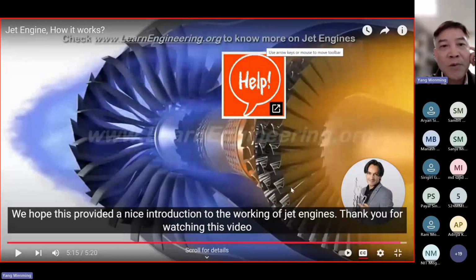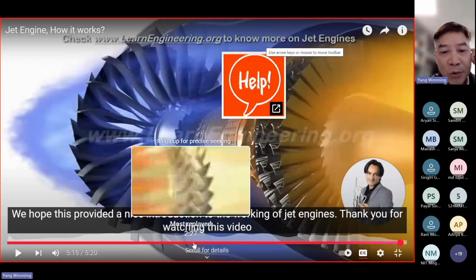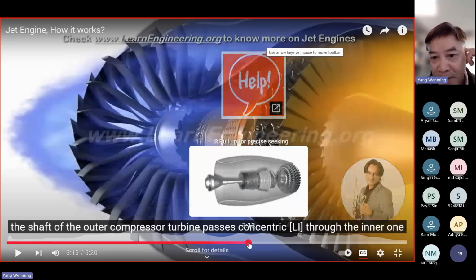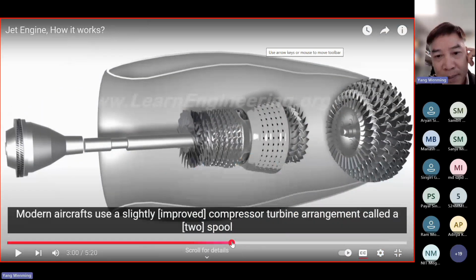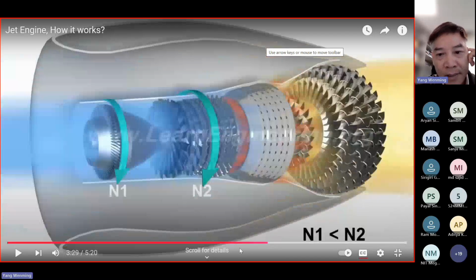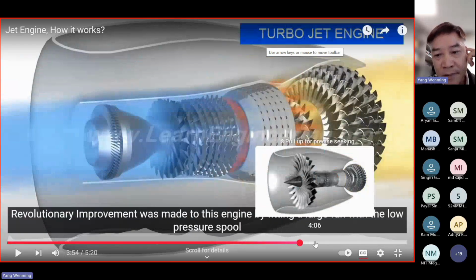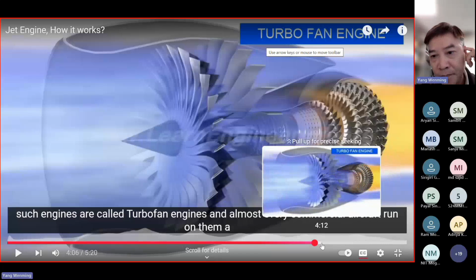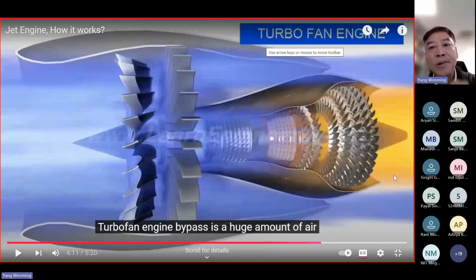Okay, so here we show you how the engines are designed, the major components, and the function of each component. So let me explain some of the concepts. Okay, so here shows the basic structure. We can see there are some major components.